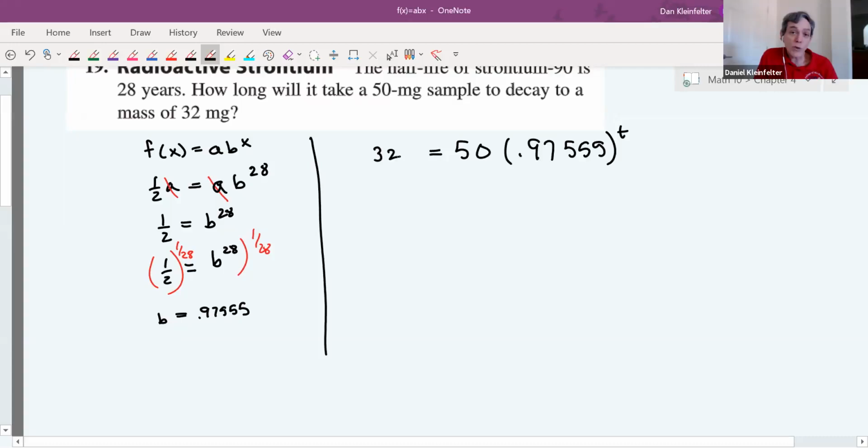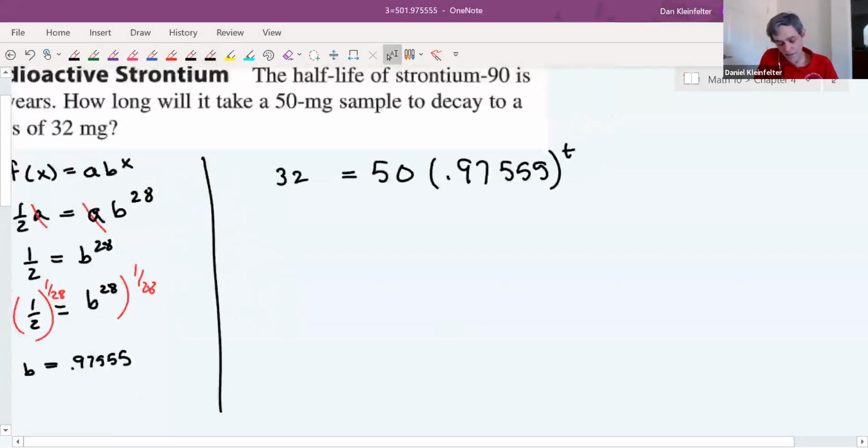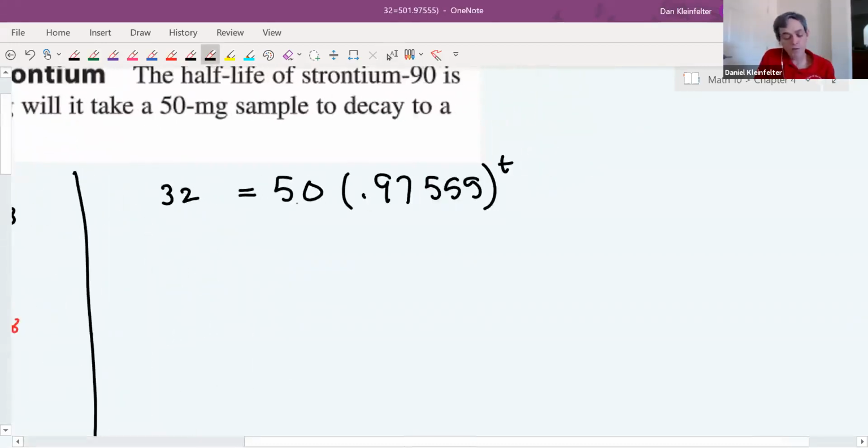Okay, so now we're ready to solve for t. So before I take logs of both sides, I'm going to divide both sides by 50. So we'll have 32/50 is equal to this decimal again, raised to the t power. 32/50 is 0.64.